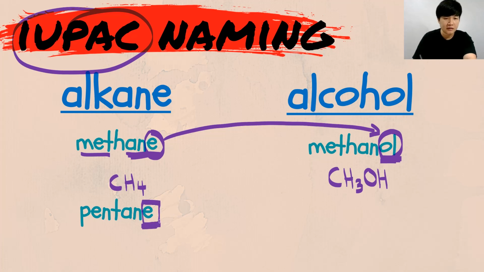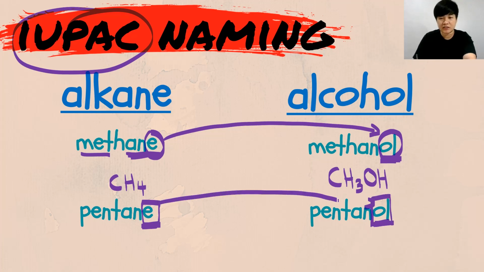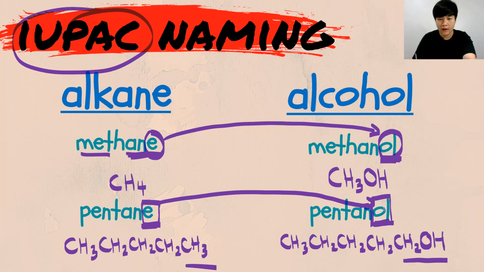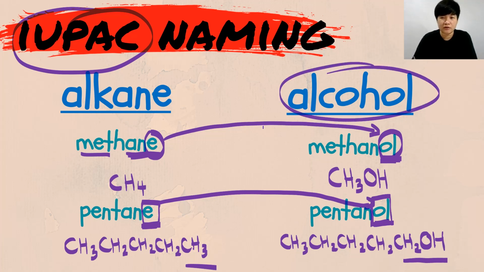So from the alkane to the alcohol, we are simply changing the E at the back of your alkane to the OL at the back of the parent name. So changing the E to OL at the back, therefore your pentane will become pentanol. So your pentane, 5 carbon straight chain, will become a 5 carbon alcohol with the presence of 1 OH, by simply substituting one of the hydrogens with an OH group. Can you see that? So you are changing from E to OL, changing one of the H with an OH group. And then you'll be able to get your alcohol.